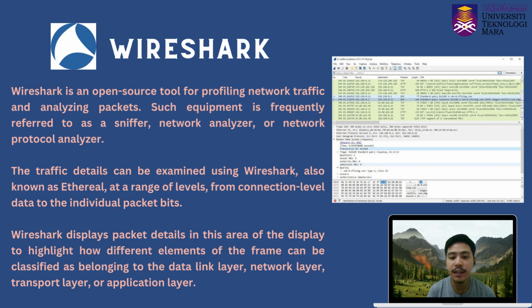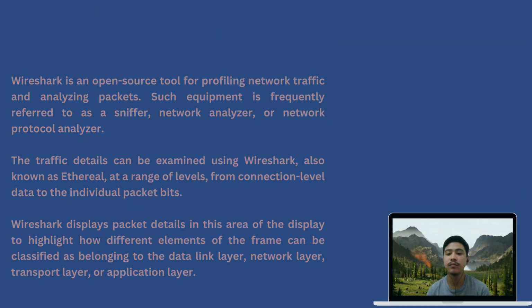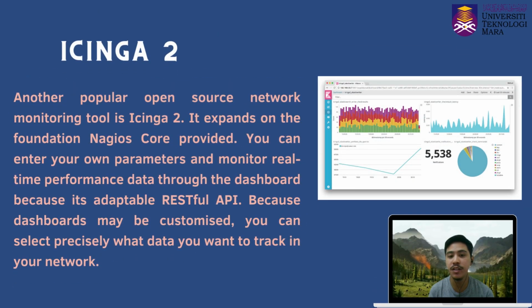Wireshark displays packet details in this area of the display to highlight how different elements of the frame can be classified, each belonging to the data link layer, network layer, transport layer, or application layer. Another popular open source network monitoring tool is Icinga. It expands on the foundation Nagios core provided. You can enter your own parameters and monitor real-time performance data through the dashboard because of its adaptable RESTful API. Because the dashboard may be customized, you can select precisely what data you want to track in your network.